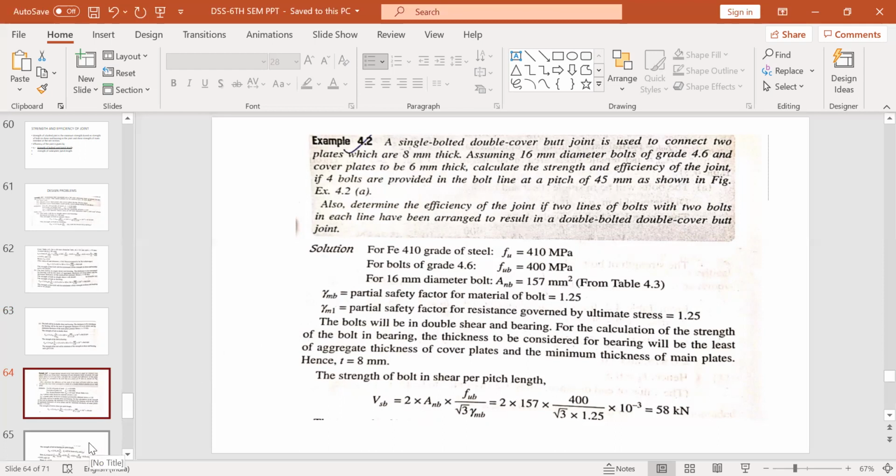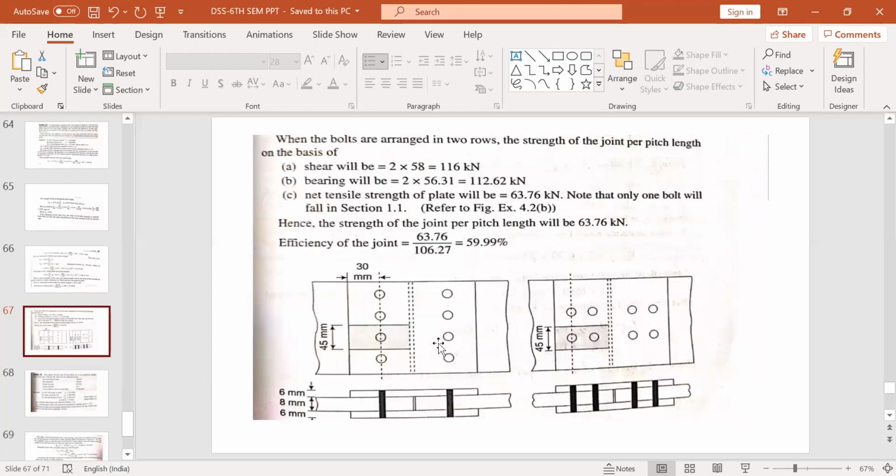So actually this is the problem. This is the first case, this is the second case. First case, this is the CG, so one line of bolt here, one line of bolt here. So see here, this bolt is 16 mm. So what is the pitch? Pitch is 45 mm. Here also it is 45 mm.